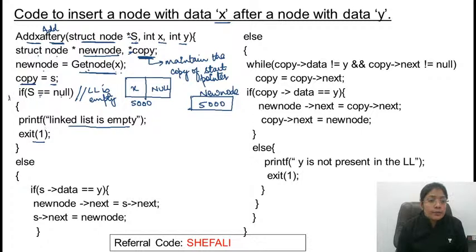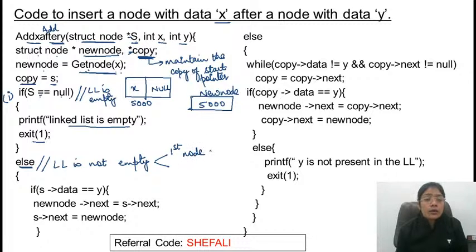This is case 1. Case 2, if the first linked list is not empty, so else part, this means that linked list is not empty. But if it is not empty, then again there are 2 cases. What are those 2 cases? First node contains data y, and second case is needs to traverse the linked list. Traverse the linked list. This means that first node does not contain the data y. Clear?